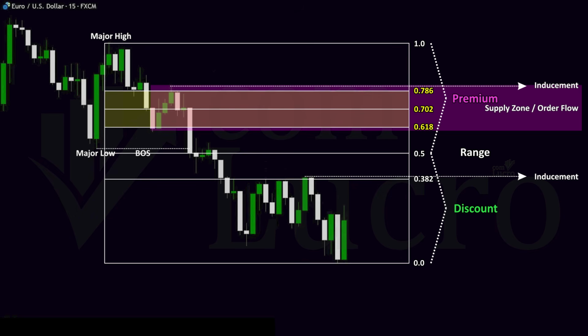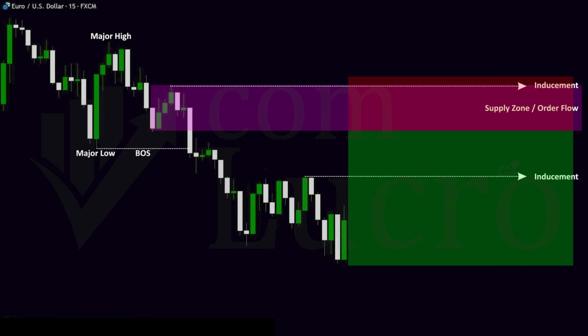It is also essential to remember that without a valid break of structure, a valid order block cannot be identified. The next step is to wait for price to retrace upward and tap into the supply zone we have marked. Now, let us observe what happens next.